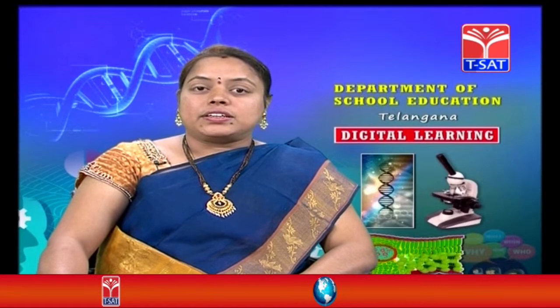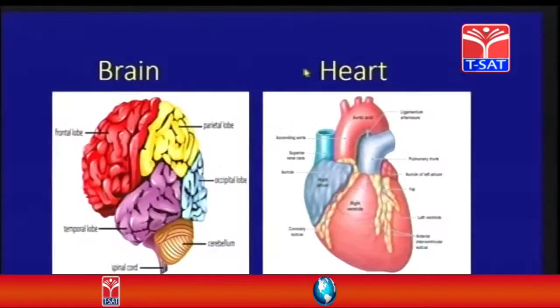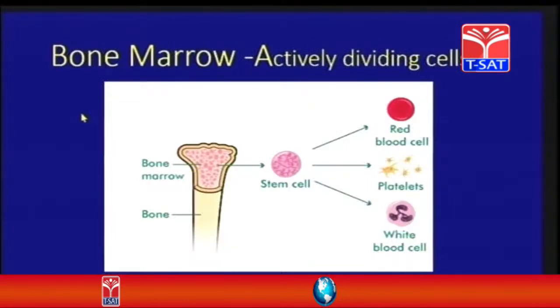Now, as we discussed, cell division helps in the development of cells, but the cell division process does not occur in our brain and heart. So we can say cell division is absent in brain and heart. Whereas the bone marrow cells are actively dividing cells. That means the bone marrow cells have the activity of division because you know RBCs, the platelets and the white blood cells.